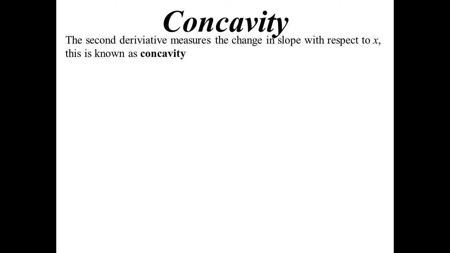Concavity. The first derivative, you remember, measures slope, which was the rate of change of the y value with respect to x. Well, concavity measures the change in the first derivative, because the second derivative measures the change in the first derivative, so it becomes the change in the slope, so how the slope changes. And as I say, that's what we call concavity.